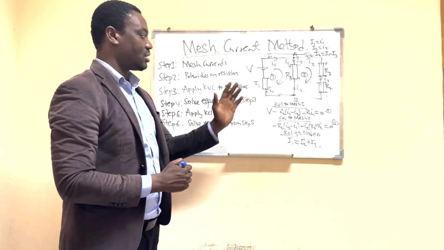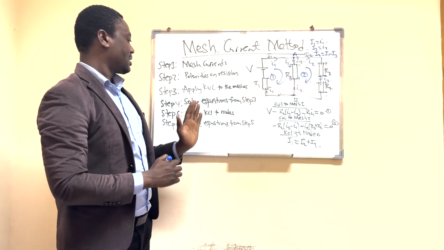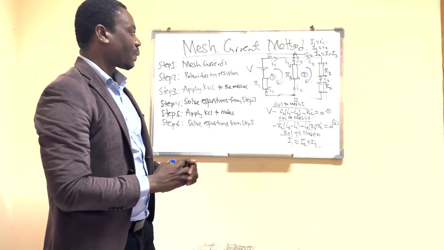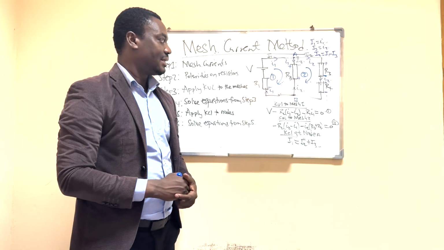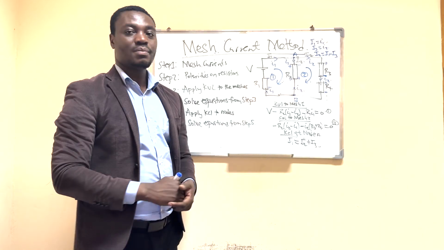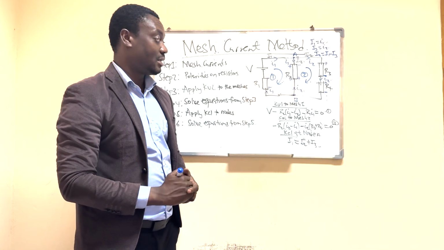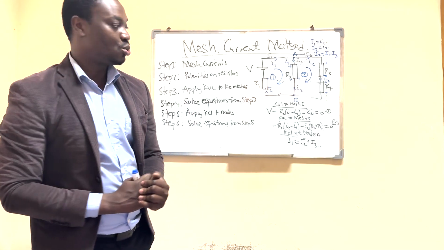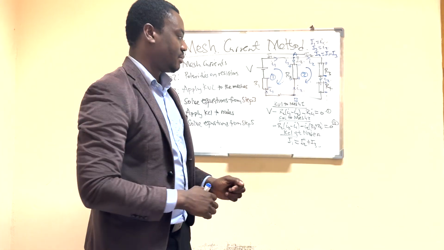Now the third step: apply Kirchhoff's voltage law to the meshes. Here, for each mesh, which is just an independent loop, and we have two of them, we apply Kirchhoff's voltage law to each of these meshes.